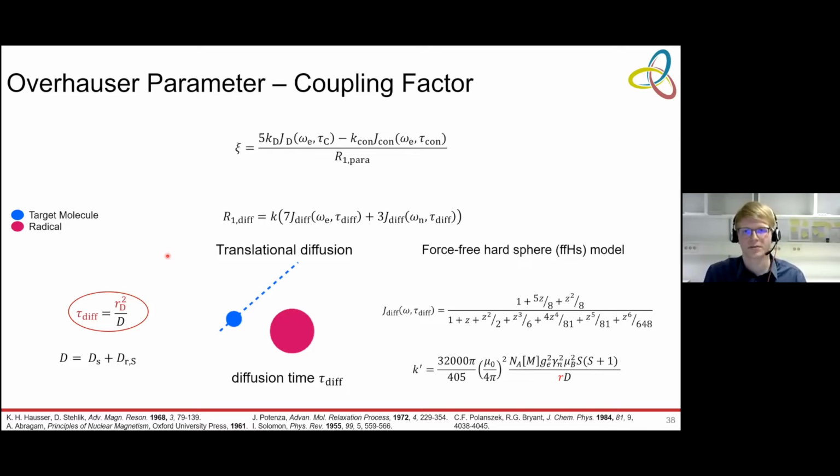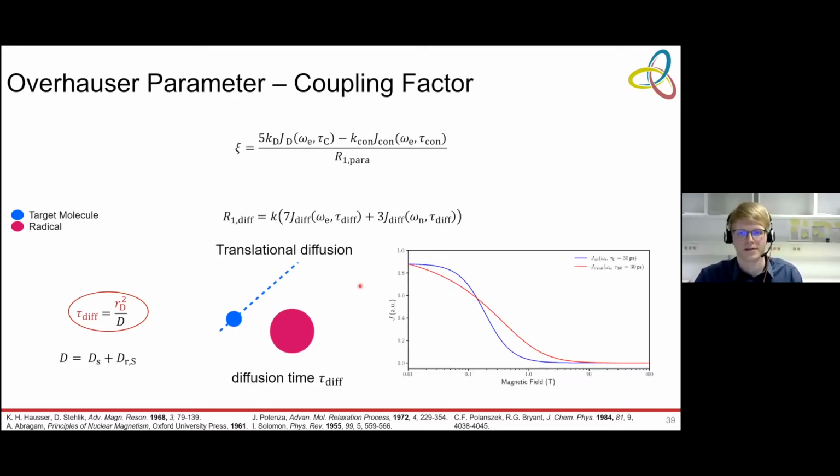What we can also do is take this spectral density and compare it to the rotational one. And what we see is that the decrease is a bit less steep. However, the general pathway is similar.